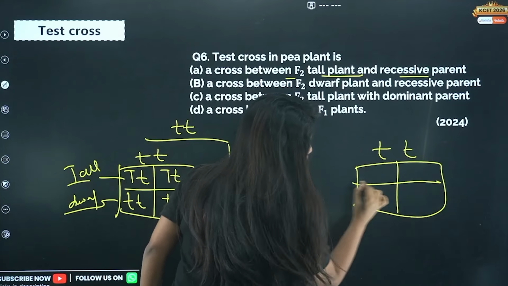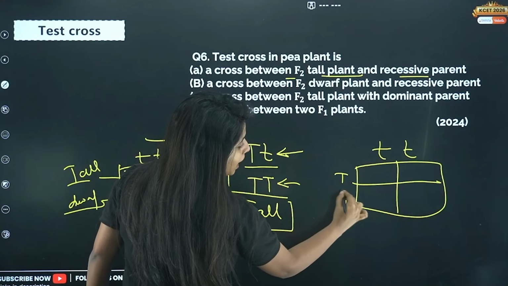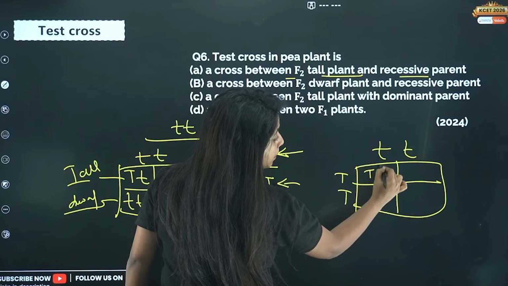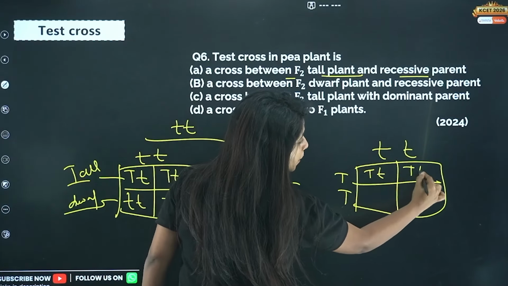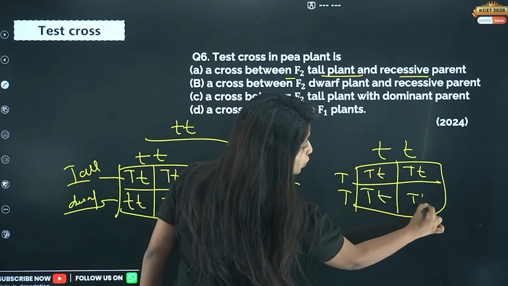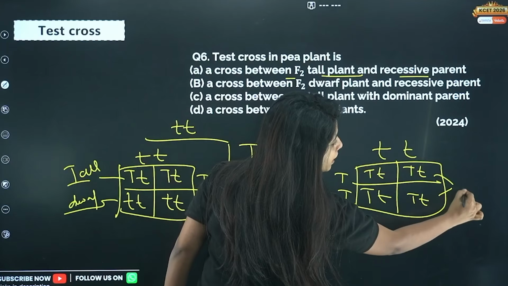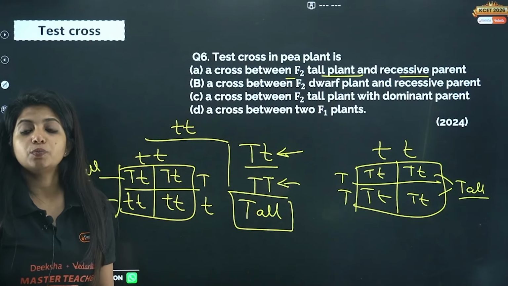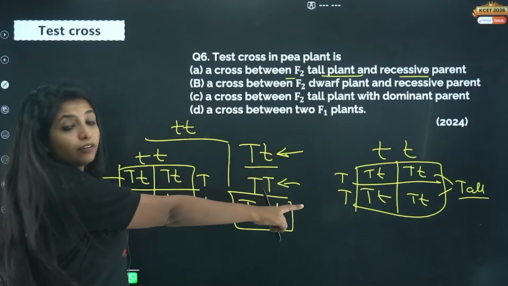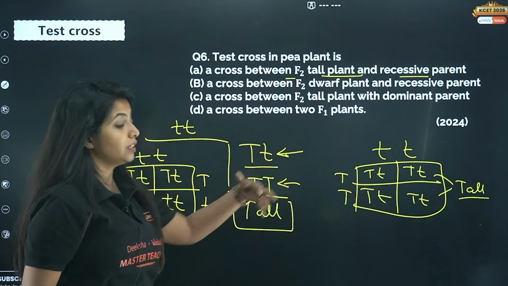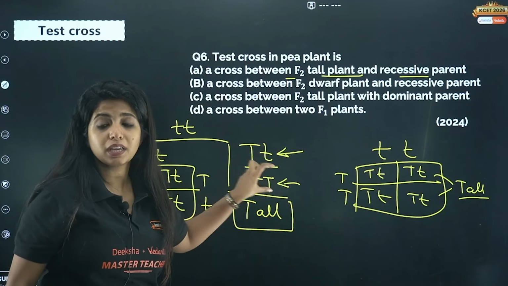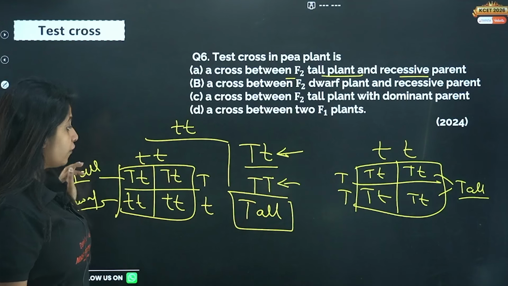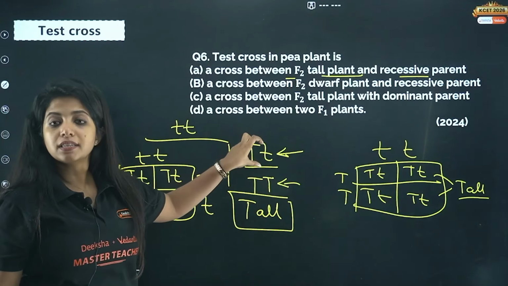Okay, now let's see what if I cross the recessive parent with this capital T. Here all of them capital T small t. Here all of them will be capital T small t. Which is why, what do you find? All of them, my dear children, are tall. All of them are going to be tall. So this is what you find differently. So then you realize, okay, if it is all tall, then the plant has to be capital T capital T. If half of them are tall, then it has to be in this condition.